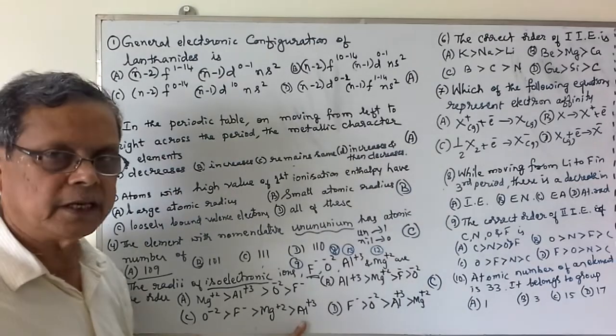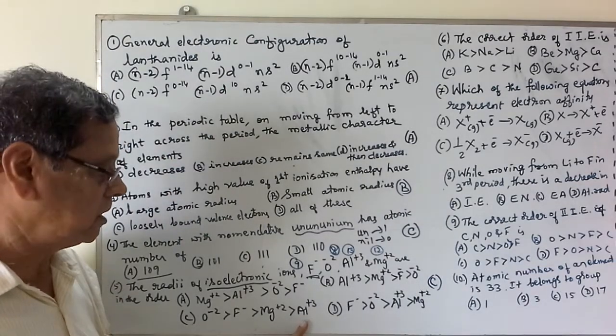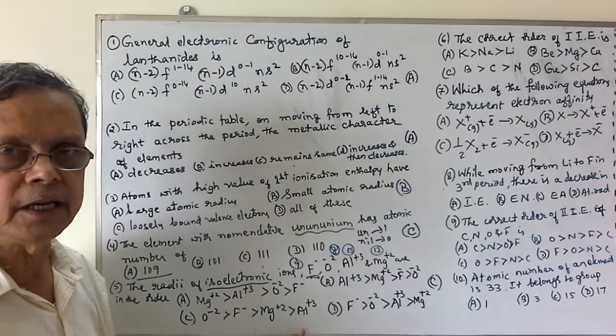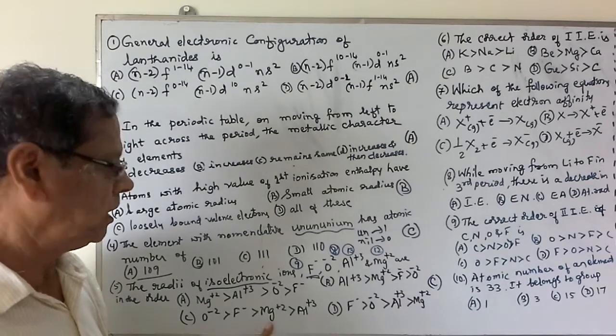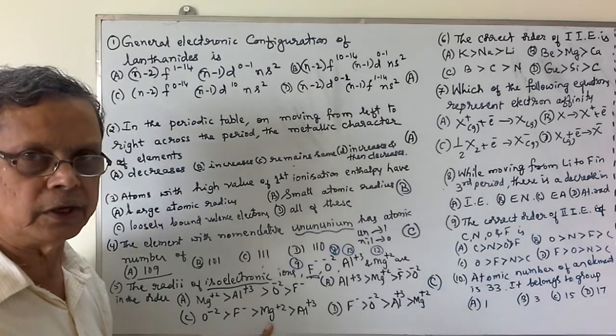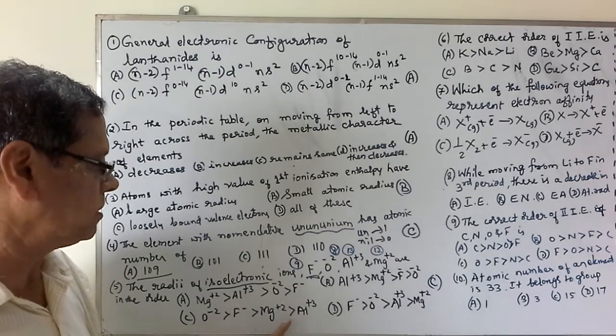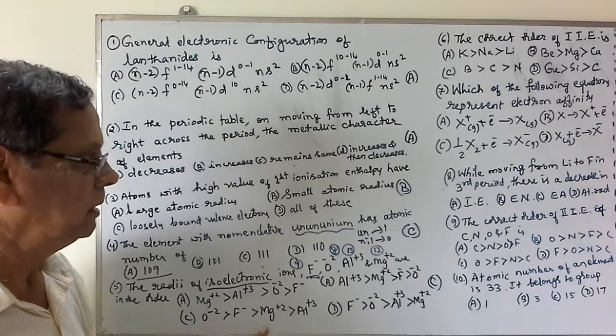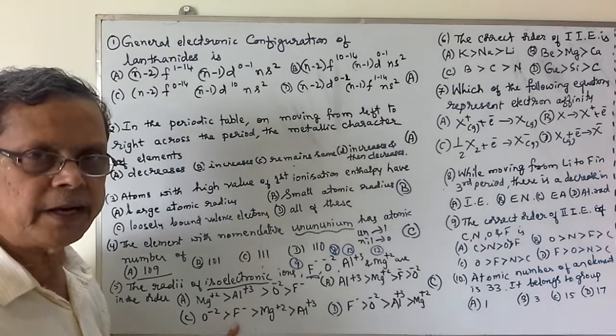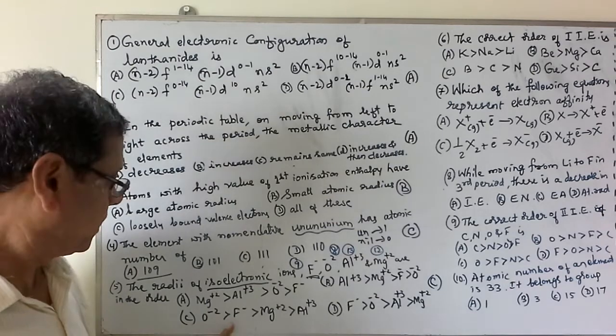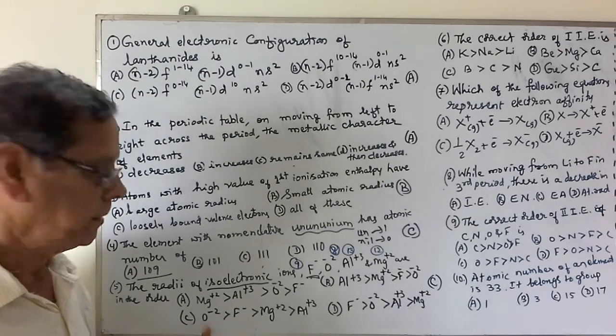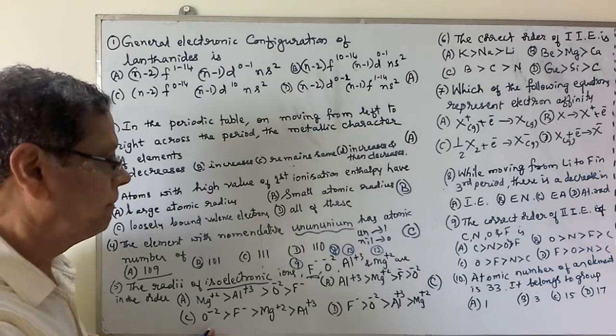Since aluminium has the larger nuclear charge, it must have the smaller radius. Compared to that, magnesium has a slightly lower nuclear charge. That's why the radius of magnesium is larger as compared to Al3 plus. Similarly, F minus has nuclear charge 9 and oxygen 8. That's why the correct option will be C.